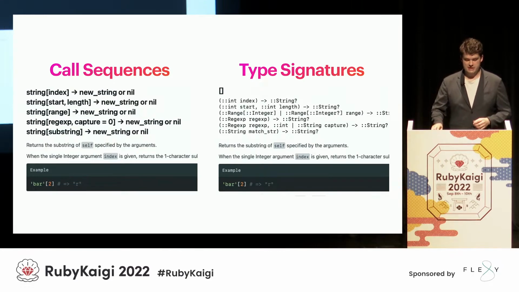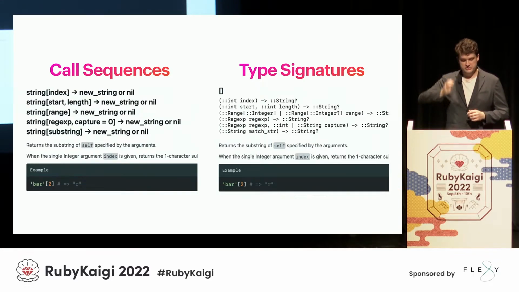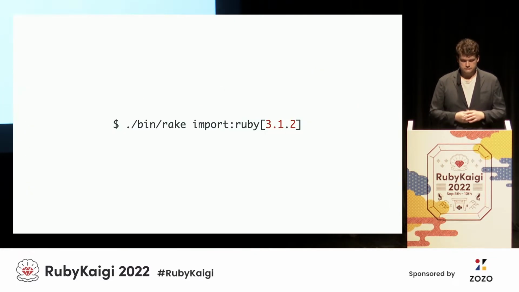So going back to Ruby API, you now know the origins of what a call sequence is and where it comes from. And the same with type signatures. Ruby API has a very simple interface to import documentation. There's a rake task that downloads the given version for Ruby, unzips the download, and runs the RDoc tool.